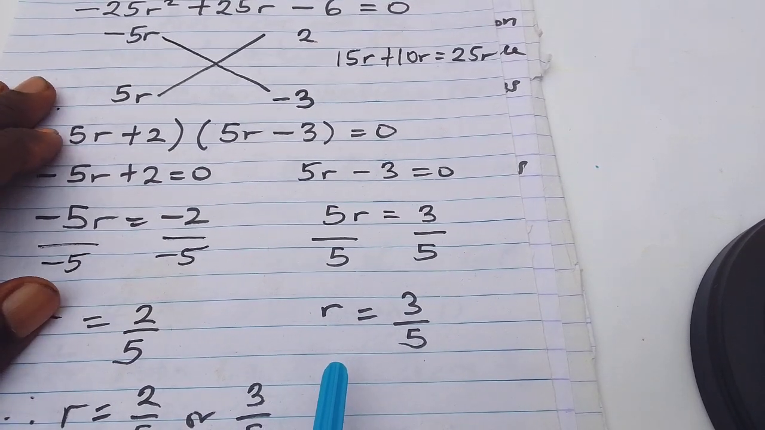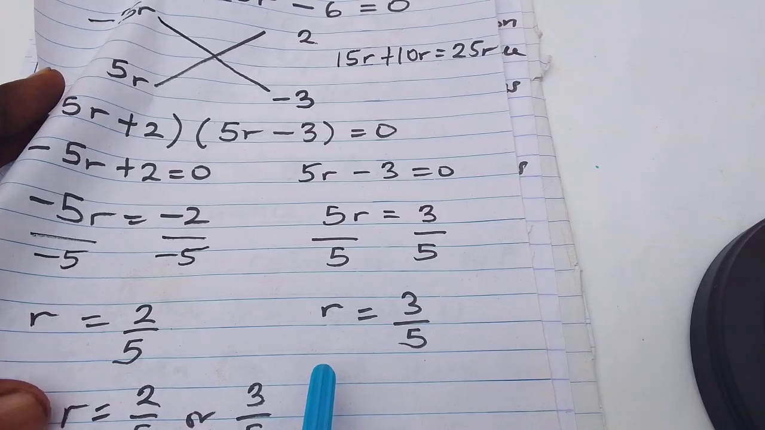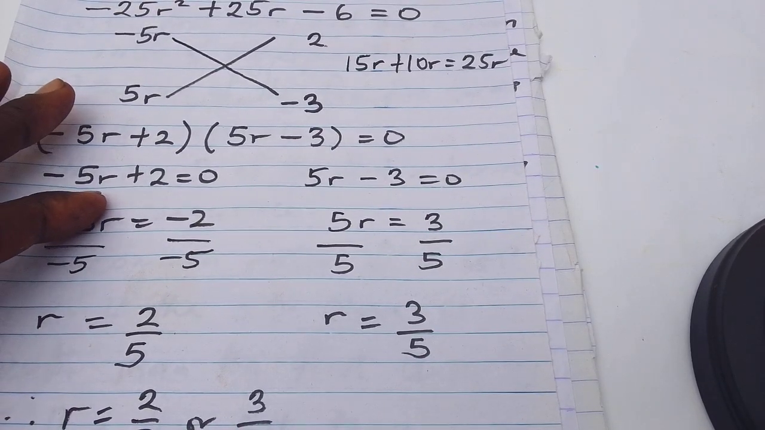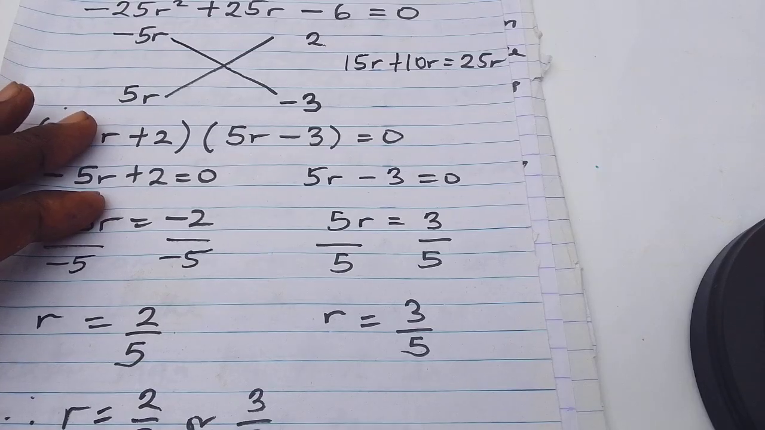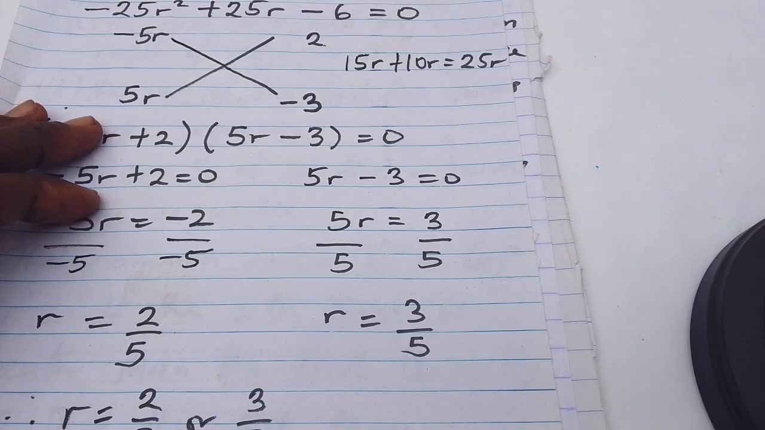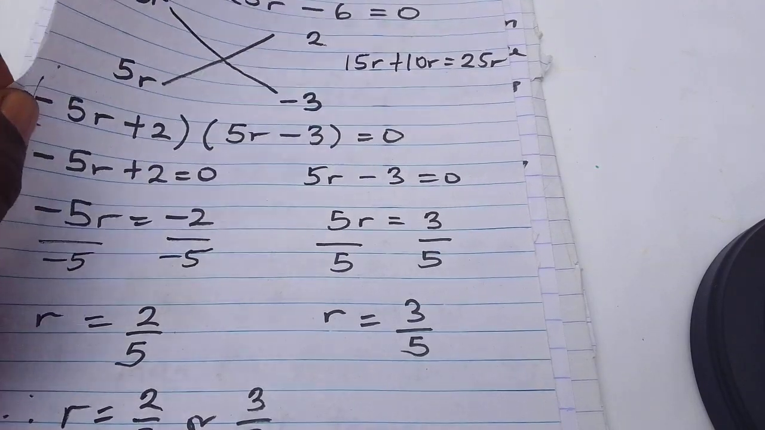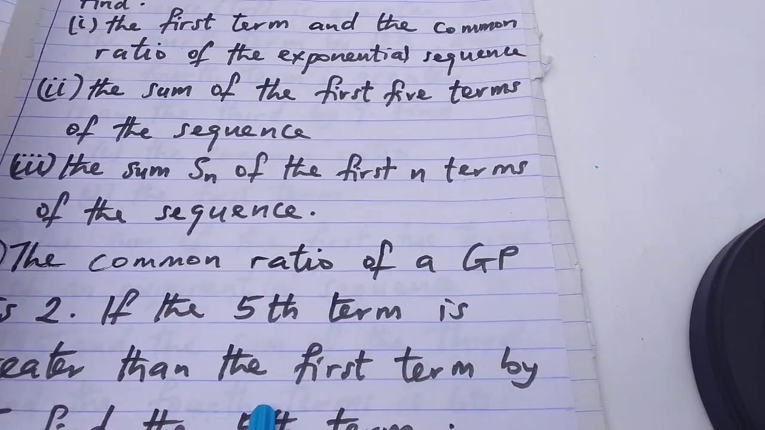So the value for the common ratio will be 2 over 5 or 3 over 5. That's what we are told to find. We are told to find the value of the common ratio. So the value for the common ratio could be 2 over 5 or 3 over 5.